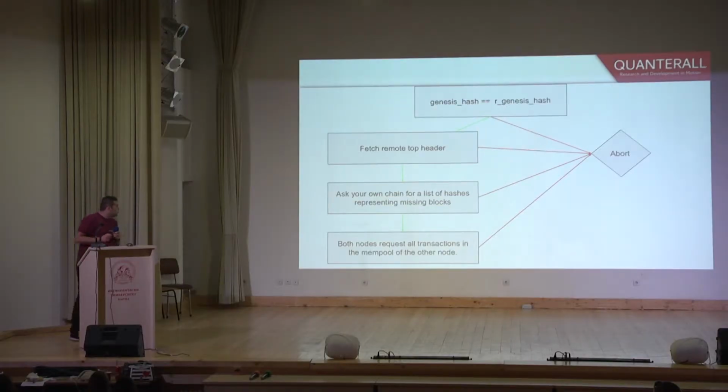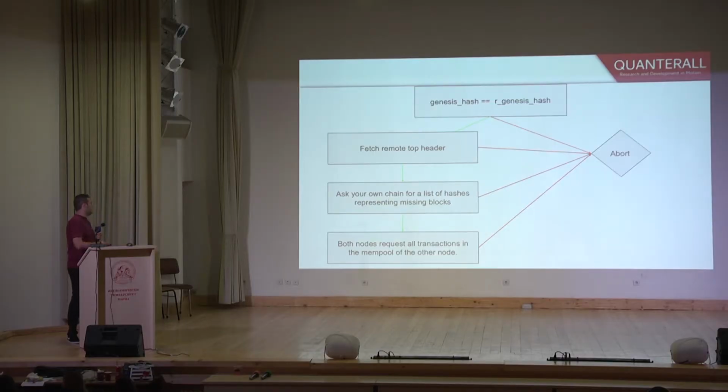But if they are equal, then the node with the smaller difficulty target will fetch the remote top header and fill in all the headers it's missing, not the whole blocks, only the headers, until it has a continuous chain. Then both of the nodes ask their own chain for a list of hashes representing the missing blocks. After that is done, they send the blocks to each other. And then both nodes request all transactions in the mempool of the other node. If any of these steps fail, it should lead to an abort.